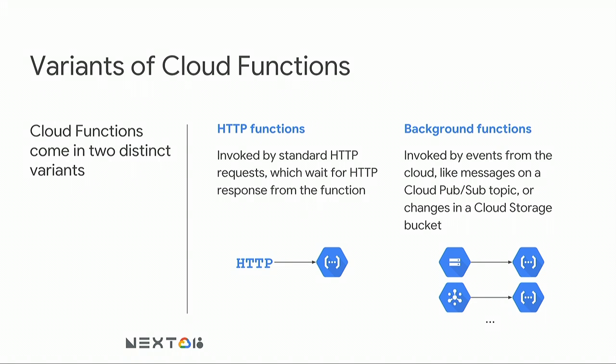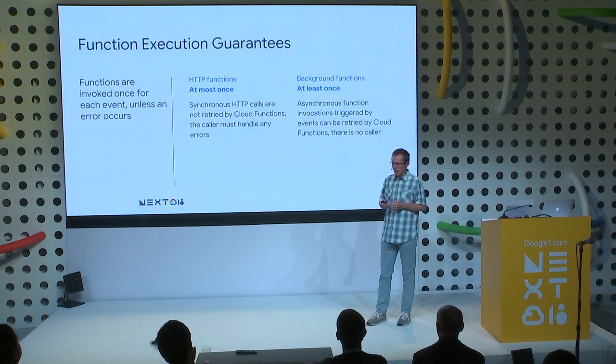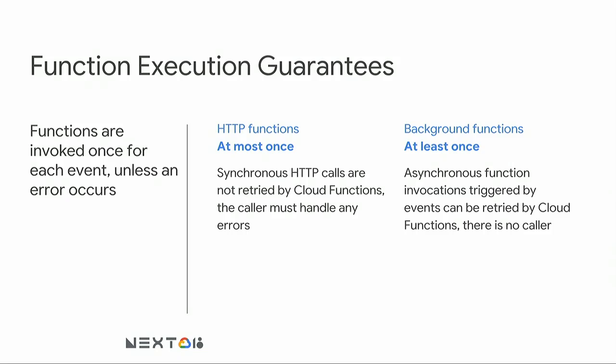Cloud functions come in two distinct variants. HTTP functions are invoked by standard HTTP requests, which wait for HTTP response from the function. Background functions are invoked by events from the cloud, like messages on a Cloud Pub/Sub topic or changes in a cloud storage bucket. All functions are normally invoked once for an event, unless an error occurs. And here is where the two variants of cloud functions offer different execution guarantees.